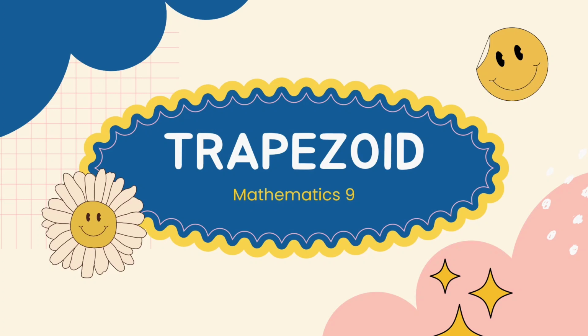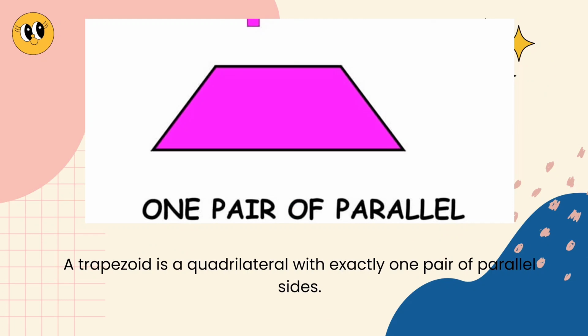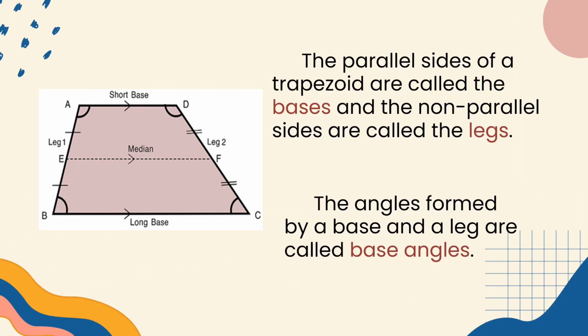Good day, class. Before we proceed to our new lesson for today, let us define trapezoid. A trapezoid is a quadrilateral with exactly one pair of parallel sides. And of course, the different parts of a trapezoid: the parallel sides are called the bases, the non-parallel sides are called the legs, and the angles formed by a base and a leg are called the base angles.